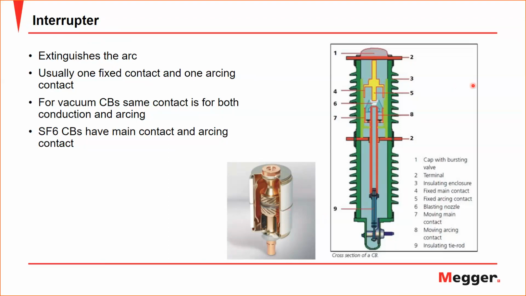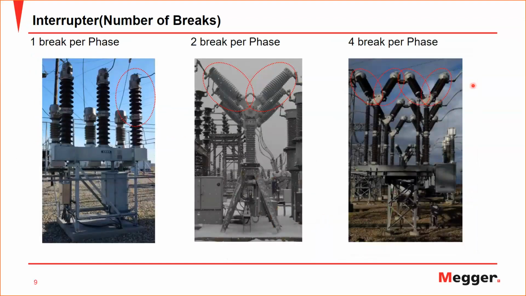So, just more information about these contacts and interrupters. In high voltage and extra high voltage installations, you might have more than one break per phase. So instead of using one interrupter only to break your fault or extinguish your arc, you have multiple breaks in series. These three pictures show how it looks, for example, one break per phase, two breaks per phase, and four breaks per phase in a live tank circuit breaker.